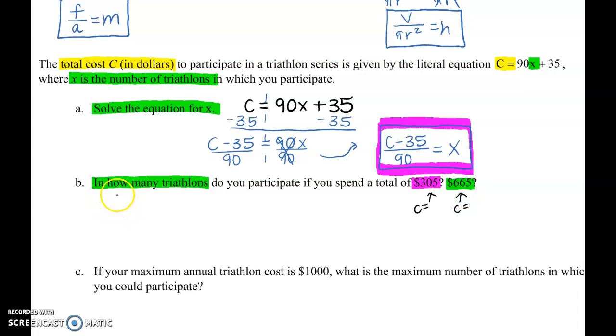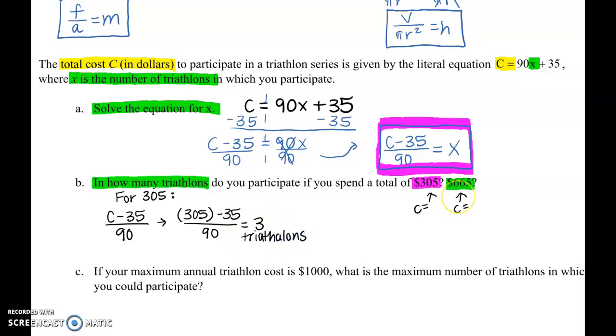So for the first one, for 305, we would plug in 305 for C. So we've already manipulated this equation. So it's C minus 35 over 90, right? So I'm going to plug in 305 minus 35 divided by 90 and type that into my calculator. Once I make that calculation, I should get exactly 3. So this would be 3 triathlons.